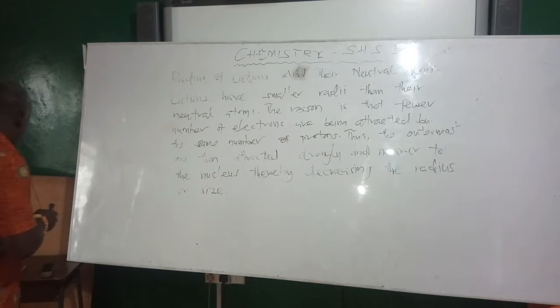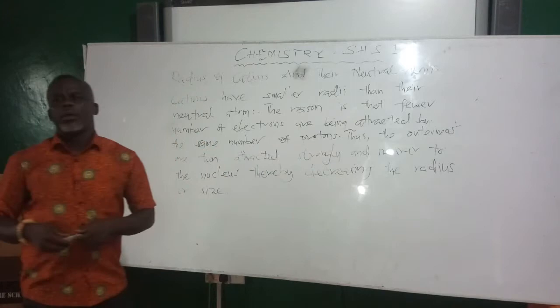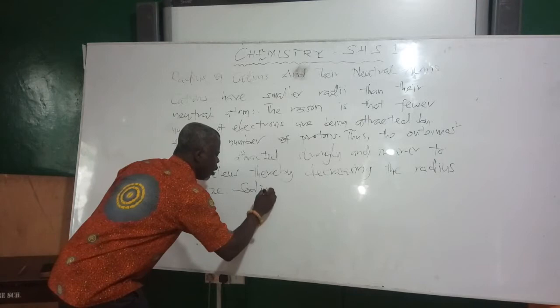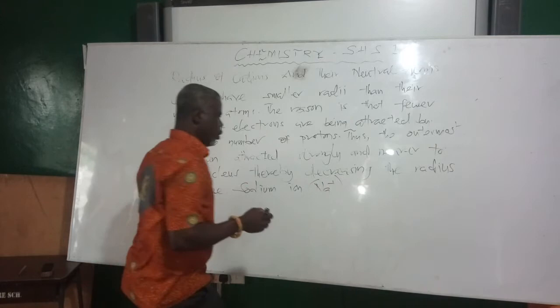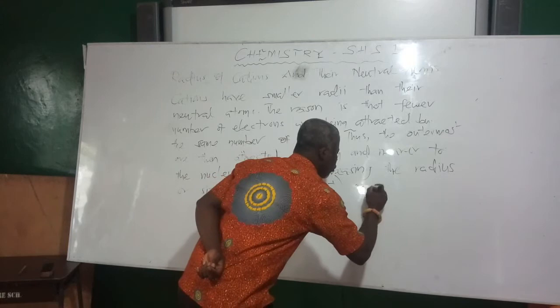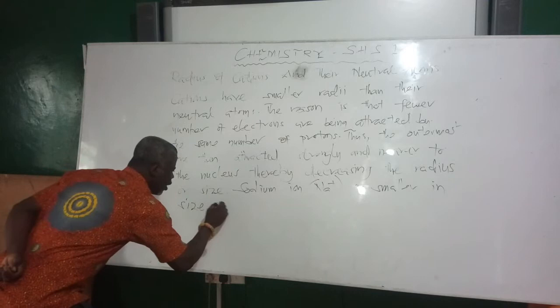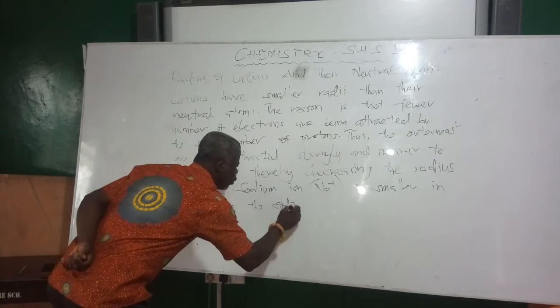So, cations usually have smaller radii than their neutral atoms. For example, the sodium ion is smaller in size than the sodium atom.